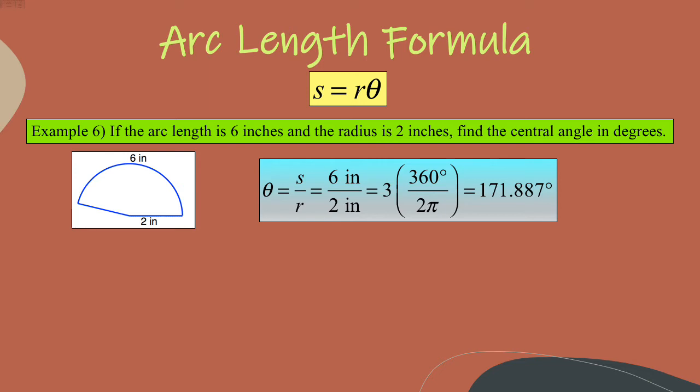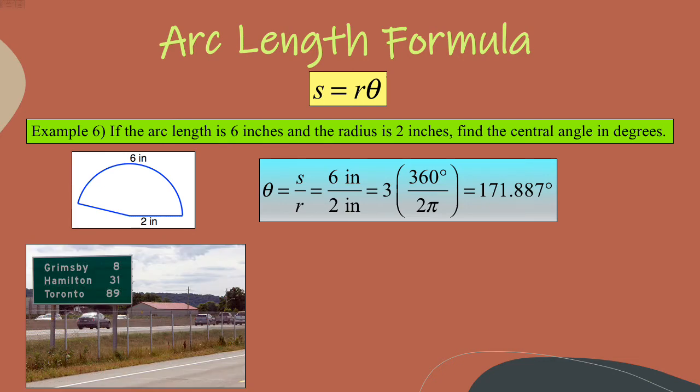So, since we are asked to find the central angle in degrees, we are going to have to change the radians to degrees. So we multiply the 3 by 360 degrees over 2 pi, and we get 171.887 degrees. And that certainly looks correct when we look at the diagram.